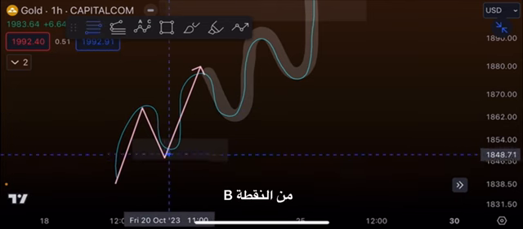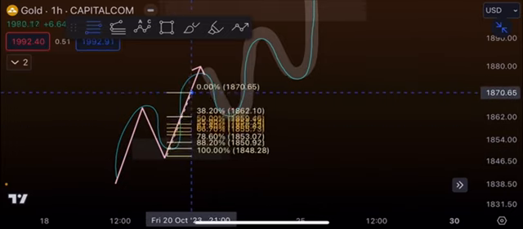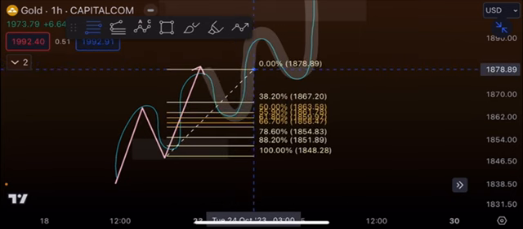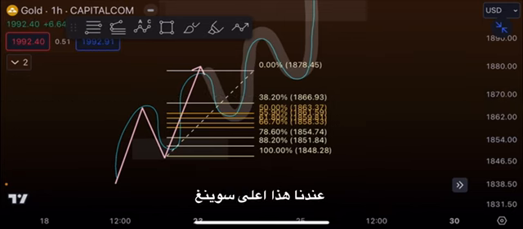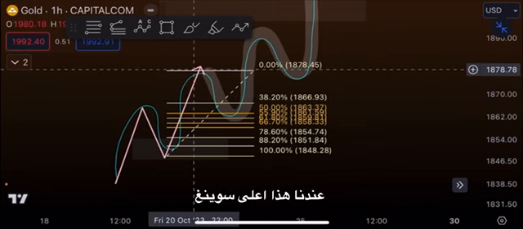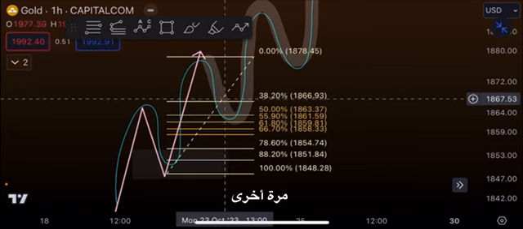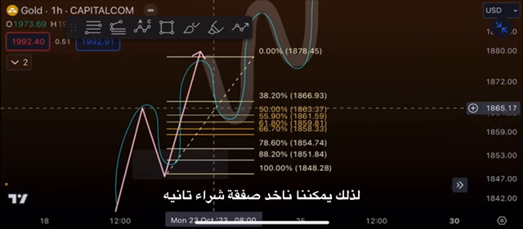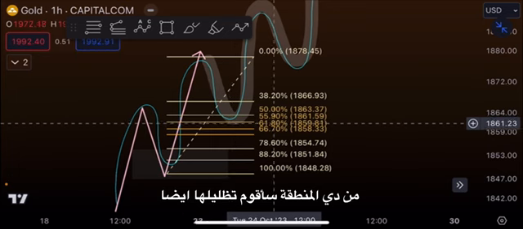retracement from point B to the latest swing high. In this scenario, we have this swing high right here. And again, price reached our golden zone, so we can go for another buy position from this area. So I'm going to highlight it also.